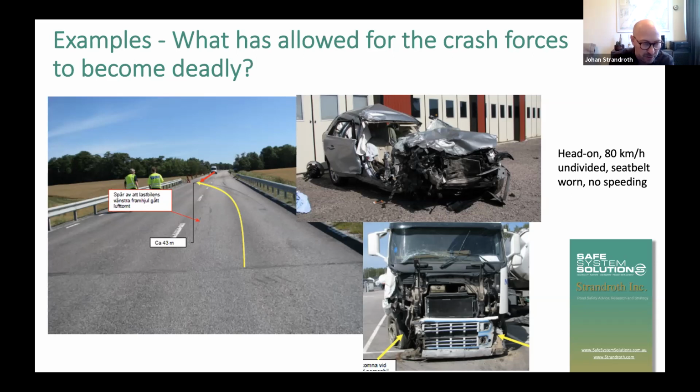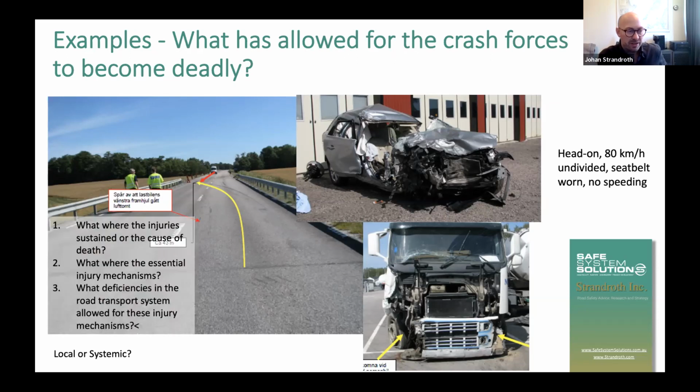So the truck comes from this direction, the yellow arrow, has a puncture, goes onto the other side of the road, head-on with a passenger car. So what are the injury mechanisms and the cause of death? In this case, it's both acceleration and intrusion, but mostly intrusion. Really, that car was not able to withstand that crash with that heavy vehicle.